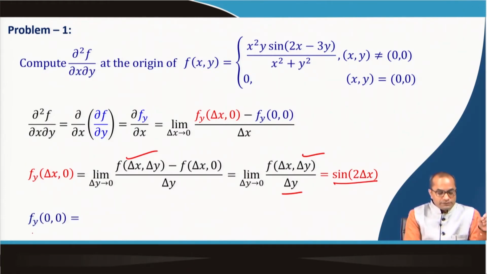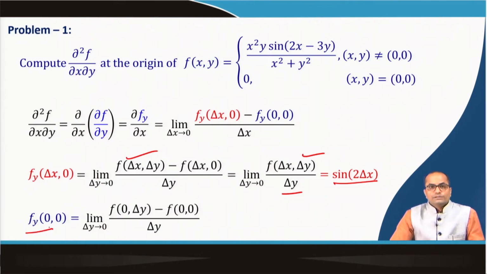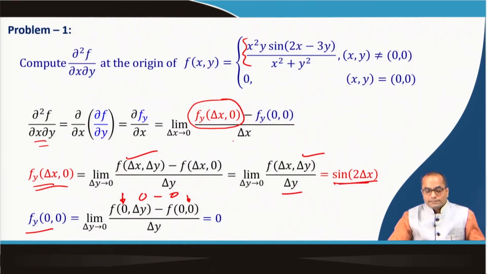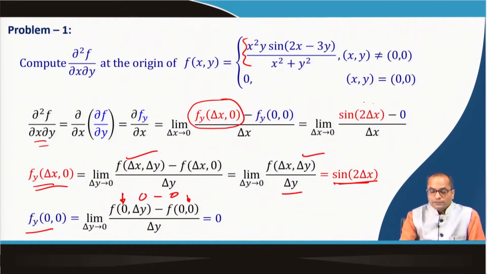And similarly for this f_y at (0,0), which is rather simple, because one of the arguments in each case is 0, and in the function we have that product in the numerator, x into y. So, both will be 0 and then minus 0 divided by delta y. So, this limit will be just 0. Now we can substitute in our definition for the second order derivative: f_y(delta x, 0) we have already, this is sine 2 delta x, minus 0 over delta x. So, this limit reduces to sine 2 delta x over delta x.